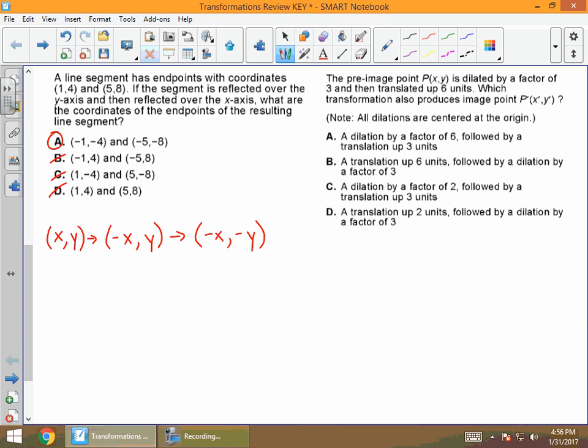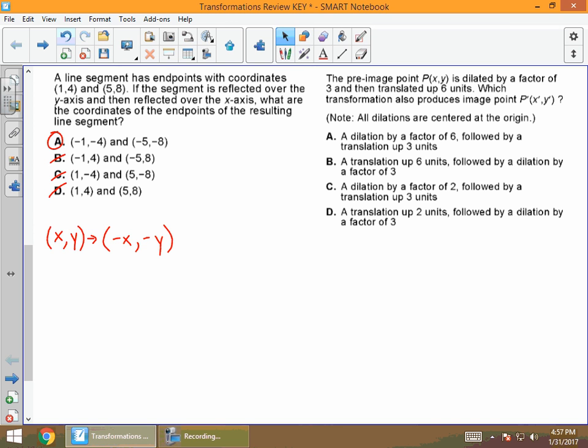I would want to take my points and do the opposite of x and the opposite of y. And really, once I do this out, I'll come back here and just write it as a single step. After I do all my steps, I'll actually condense it down and make it look as a single step.